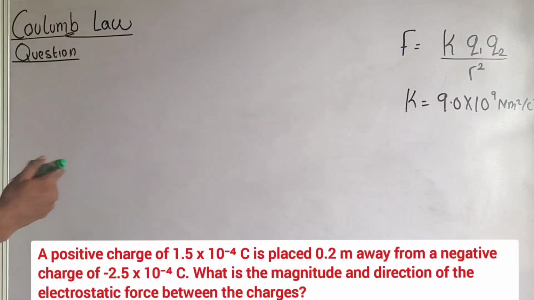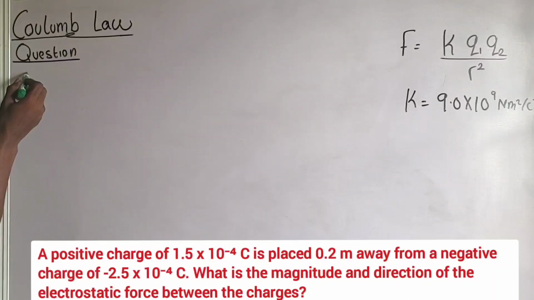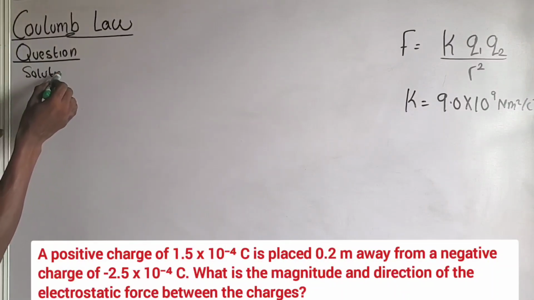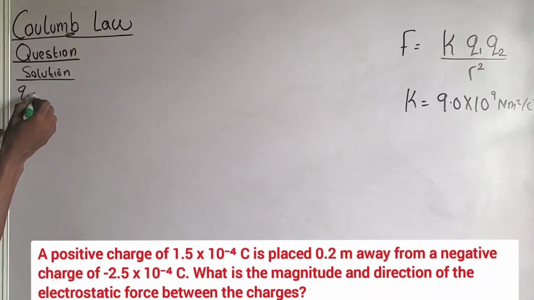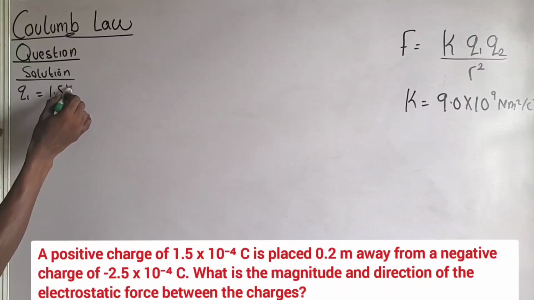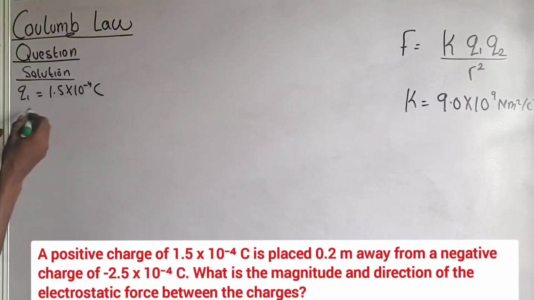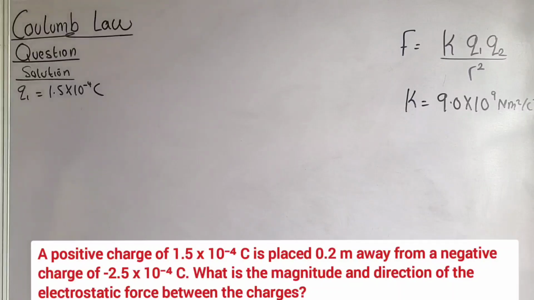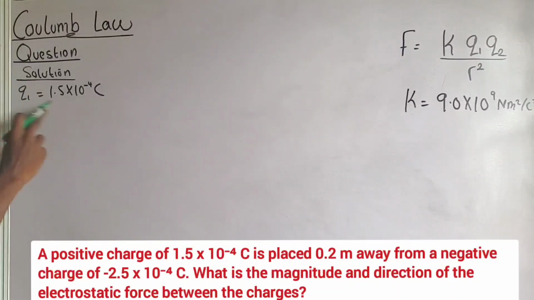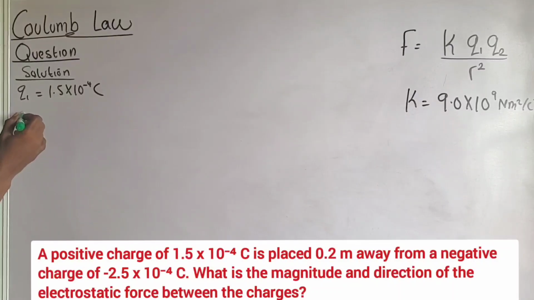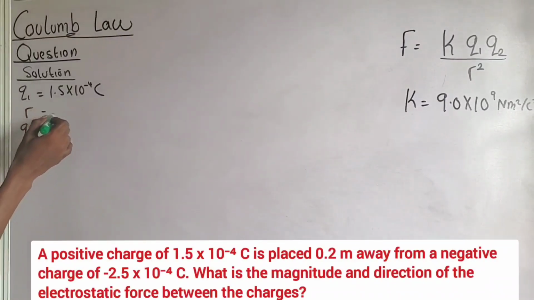Now, listen to me. Let's start by writing out the information that we are given in the question. Solution. A positive charge of 1.5 times 10 raised to the power of negative 4 Coulomb is the first charge, Q1. It is placed 0.2 meter away, so that means the distance between the first charge and the second charge is 0.2 meters. So R here is 0.2.